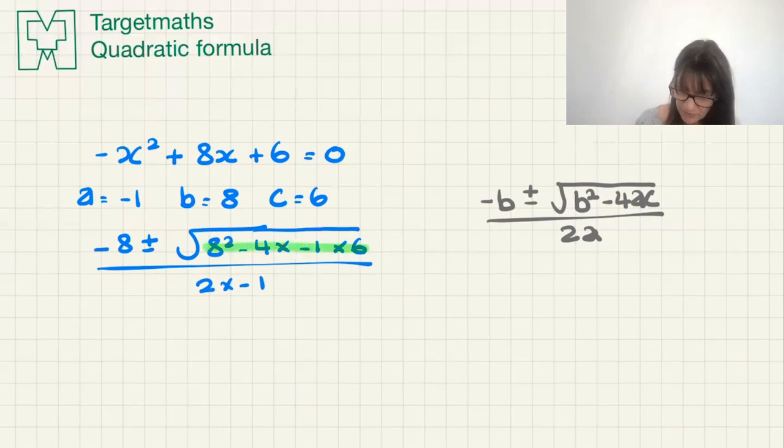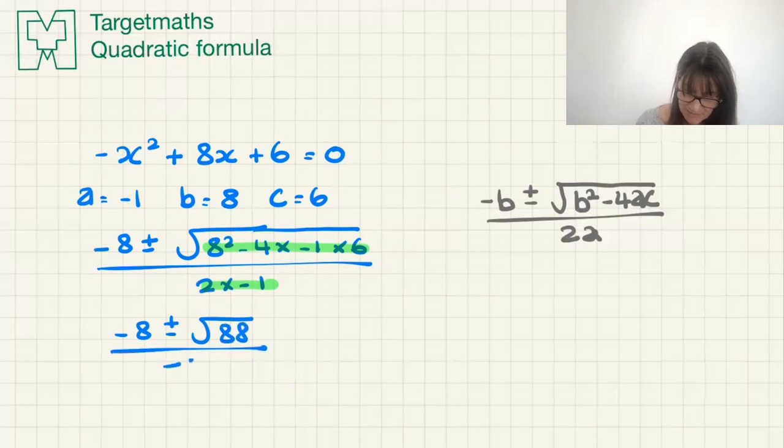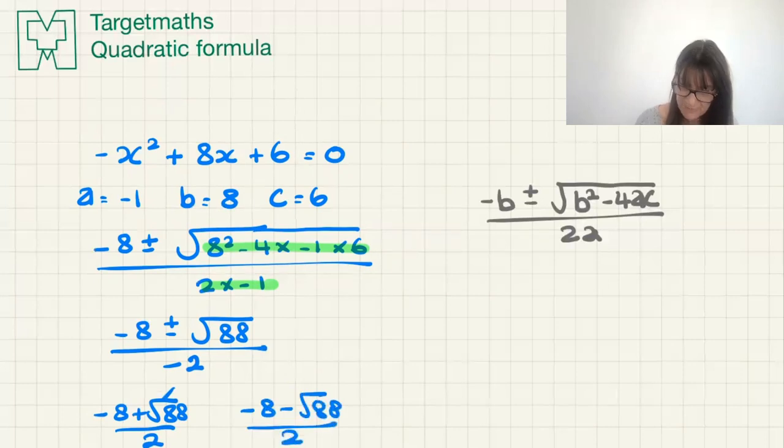So we're going to sort this out. I'm going to have -8 plus or minus the square root of 8 squared minus 4 times -1 times 6. Those two negatives are going to create a positive. That is going to end up adding to the 64, which gives me root 88 divided by -2. Okay, so we'll split this. -8 plus root 88 divided by 2, and -8 minus root 88 divided by 2.